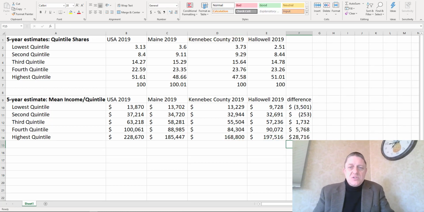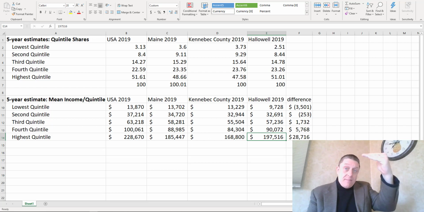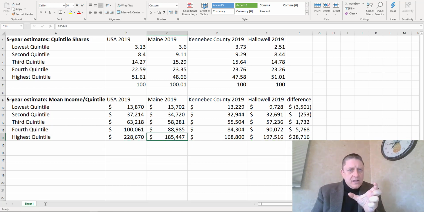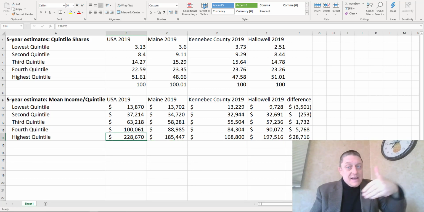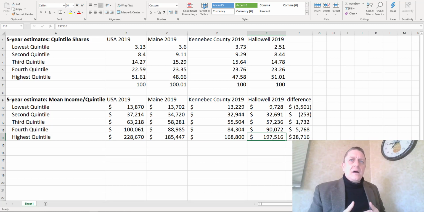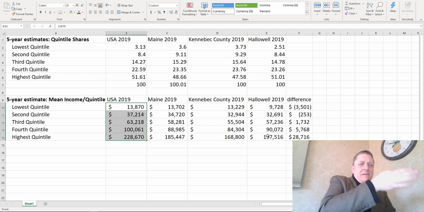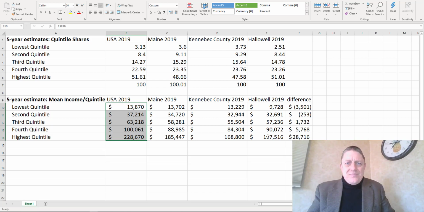$28,000 difference between Hallowell and Kennebec County, Maine. Hallowell, the top quintile, is even higher than the top quintile for Maine. Okay, but let's keep that wow, Hallowell is rich narrative in check, because actually when we compare that to the USA overall, every one of these quintiles for Hallowell is lower than for the United States overall.